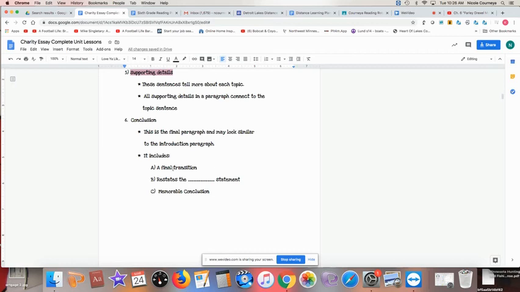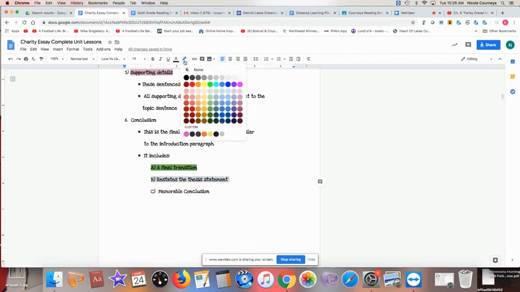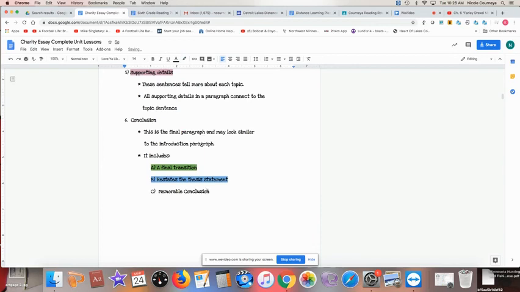Okay, it includes a final transition. Let's go ahead and highlight that with green because all transitions are going to be green. It restates the thesis statement. Okay, and the thesis statement again tells what the whole article was about. It's going to list our 3 things that we talked about. And it's also going to have a memorable conclusion. I'm going to put attention getter there, and I'm going to highlight that in orange.